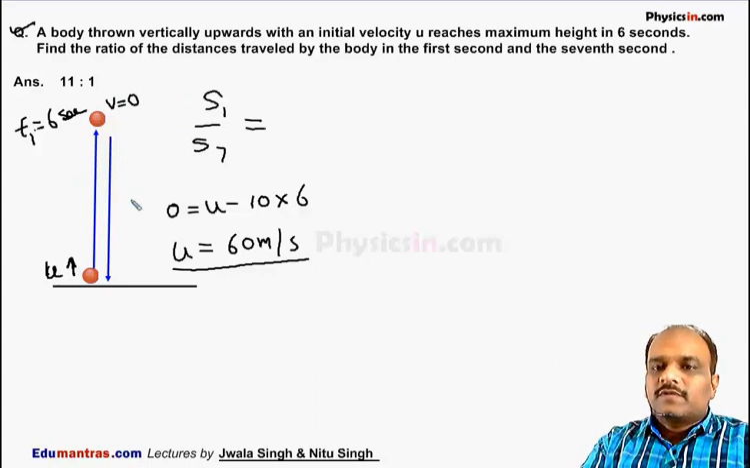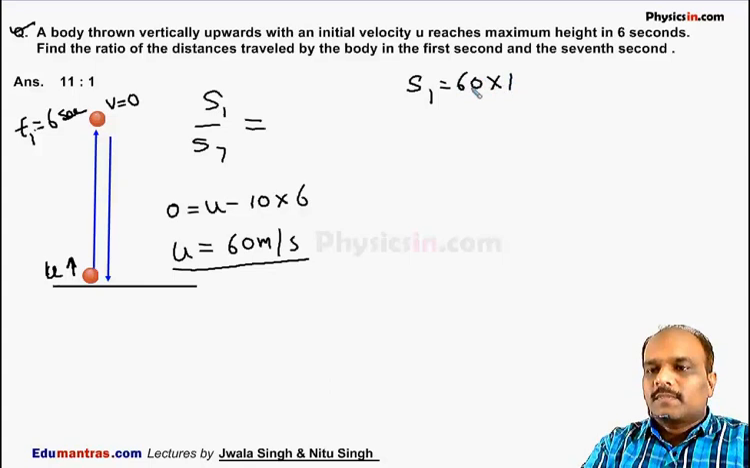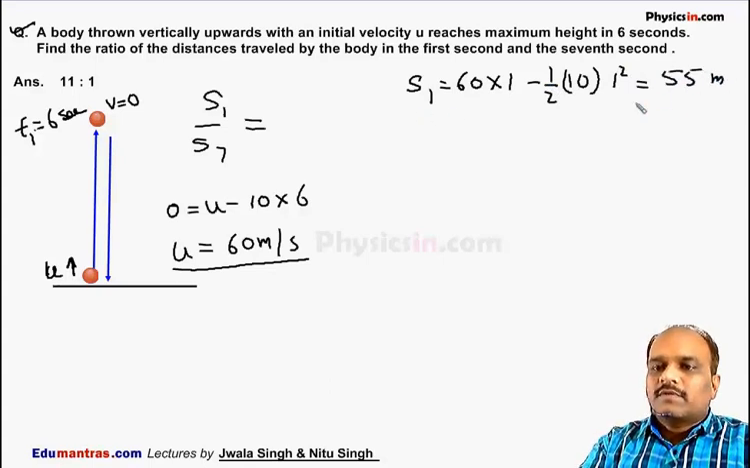Now distance traveled in the first second. So I can say S1, since the ball is moving in a single straight line, unidirectional motion for the first 6 seconds, so the magnitude of displacement is also the distance. S1 is equal to ut plus half a t square, means 60 into 1 plus half into minus 10 into 1 square. This comes out to be 60 into 1 minus 5, that is 55 meter. Now this is the value of S1.